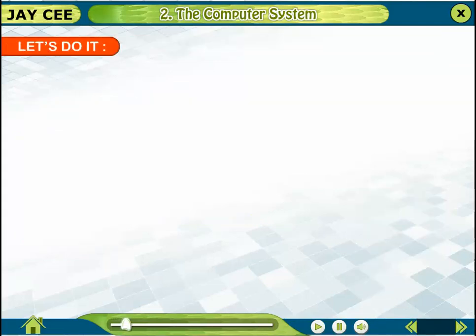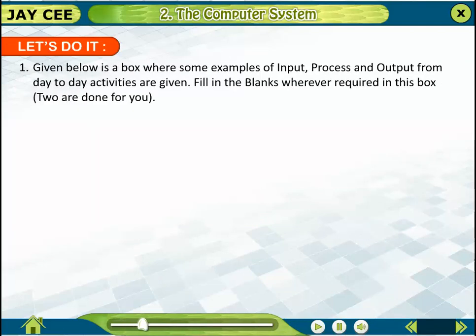Let's do it. Given below is a box where some examples of input, process and output from day-to-day activities are given. Fill in the blanks wherever required in this box. Two are done for you.